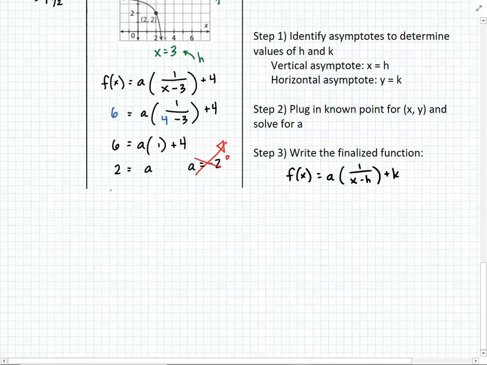The equation of this guy up above is 2 times 1 over x minus 3 plus 4. That's the way.